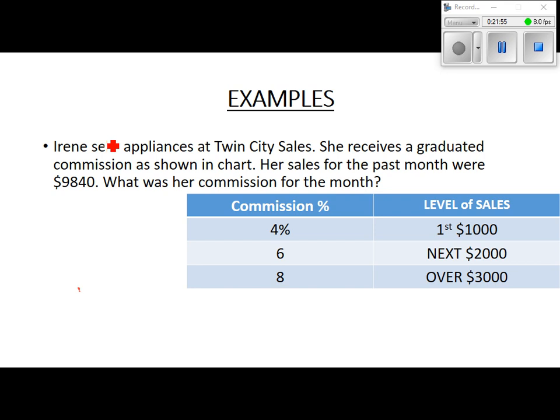All right, this example. I'll tell you what. Go ahead and copy this down, because I want something in your notes there. So copy this, I'll give you a minute or two.